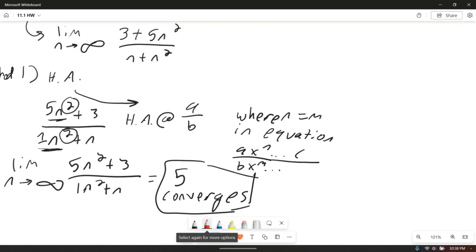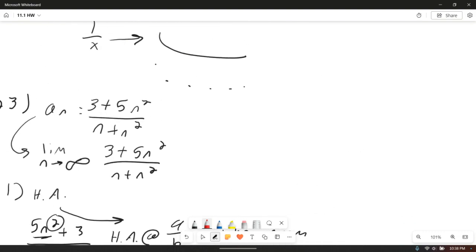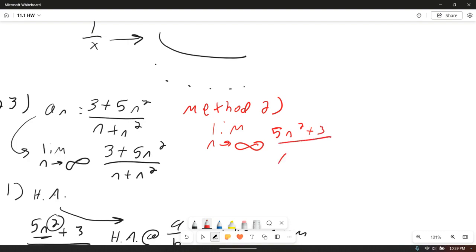A second method that I thought about when I saw this one, and there's probably more methods than the three that I'm thinking of, but for now: the limit as n approaches infinity of 5n squared plus 3 over n squared plus n.